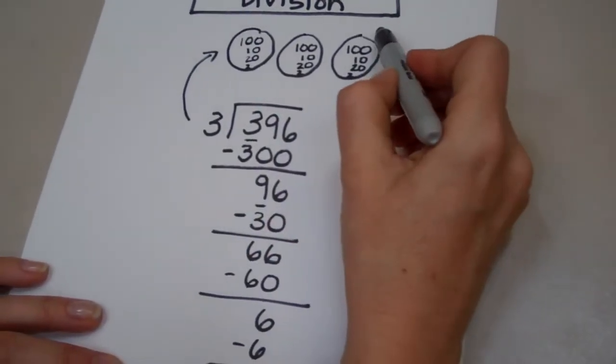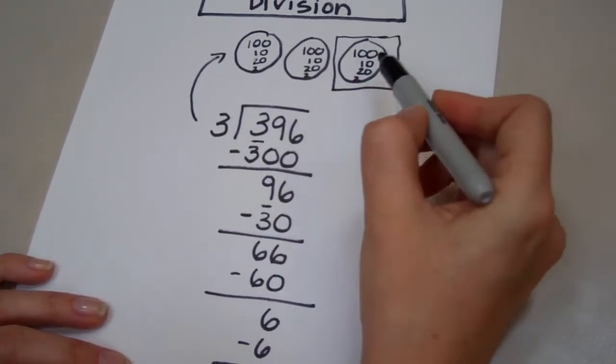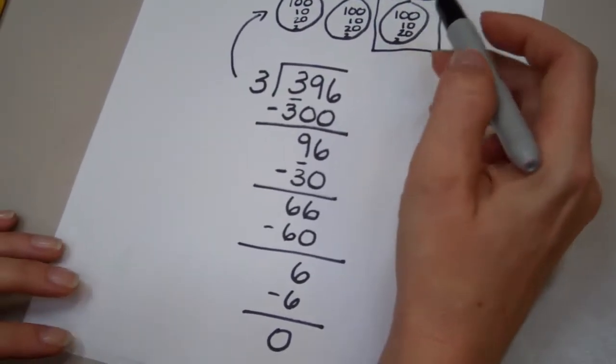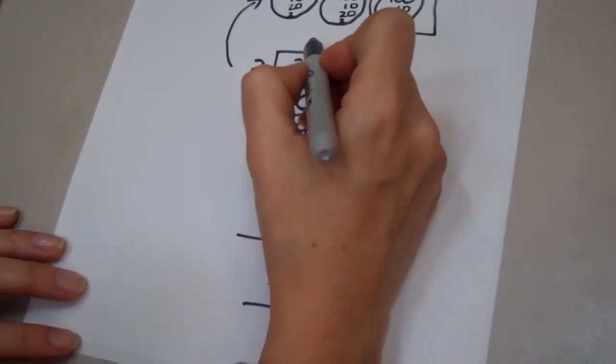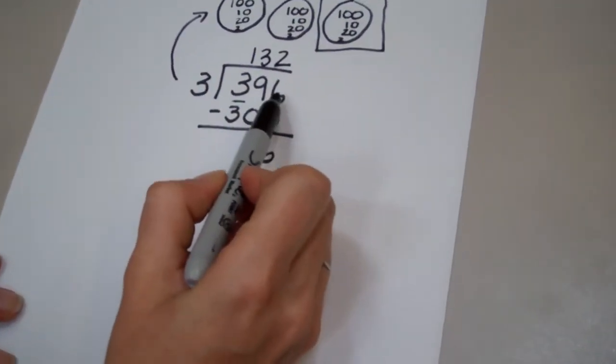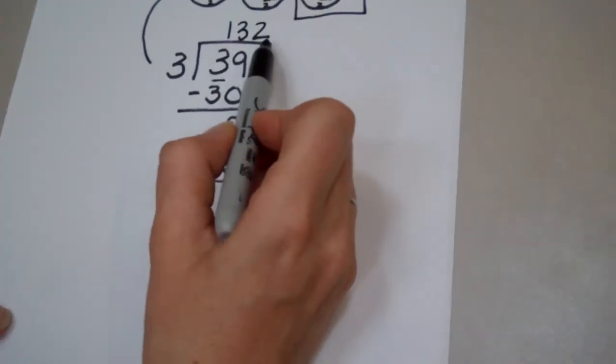So now I go back into one group. I add them all up together, 100 plus 10 plus 20 plus 2, and I'm going to put my answer right on top. So I have 132. So 396 divided by 3 gives you 132.